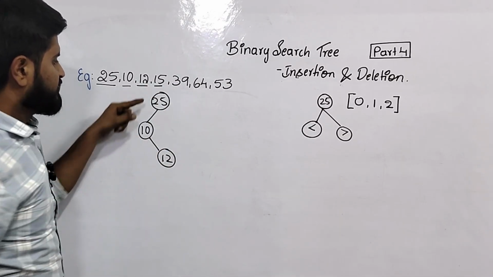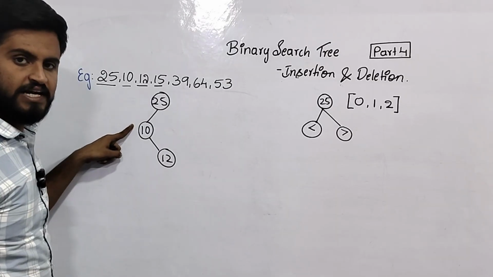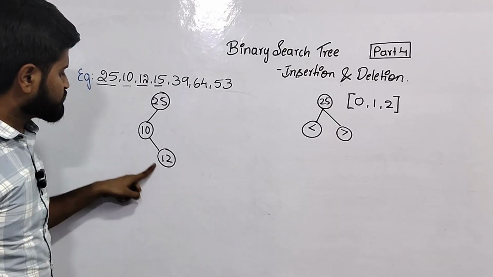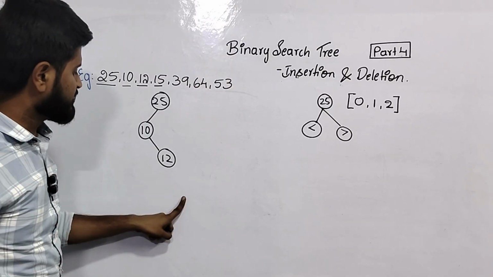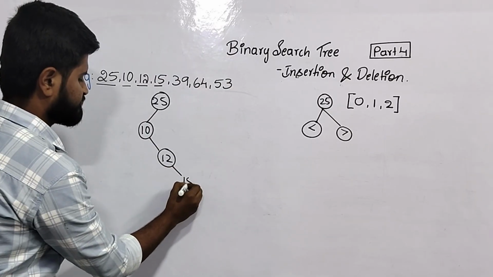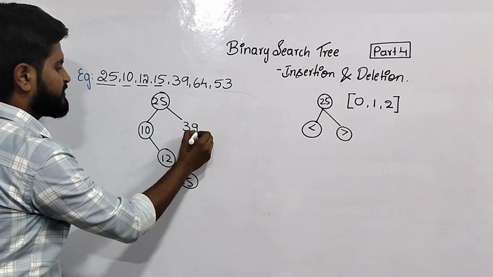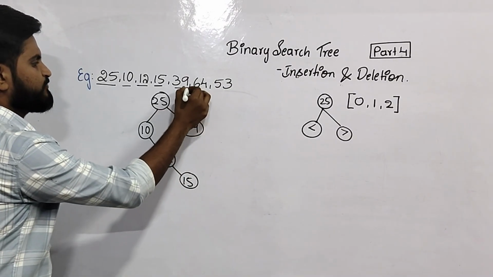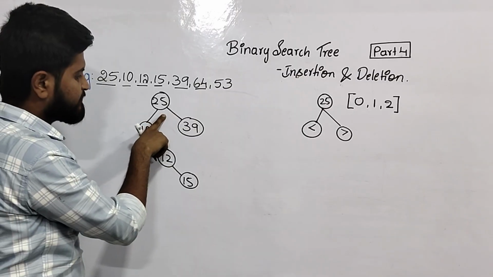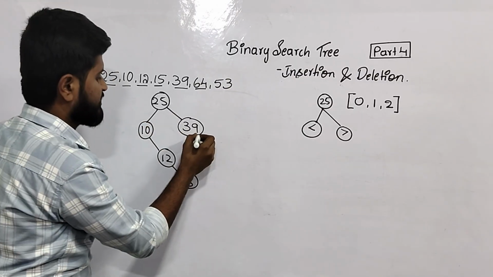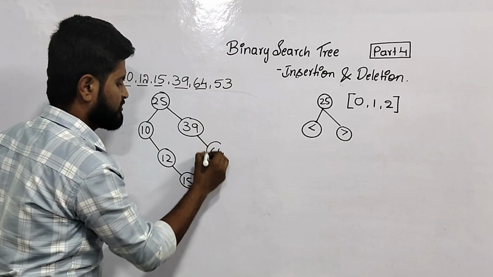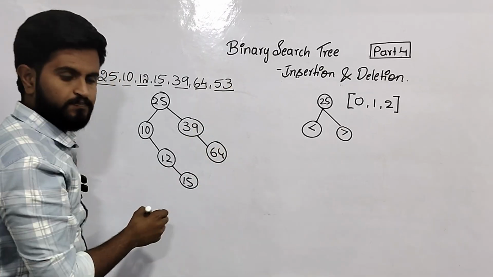Next 15. 15 is less than 25, so left side. But it is greater than 10, so right side. And it is greater than 12, so right side. Next 39. 39 is greater than 25, so right side. 64. 64 is greater than 25 and it is also greater than 39, so right side. Next 53.